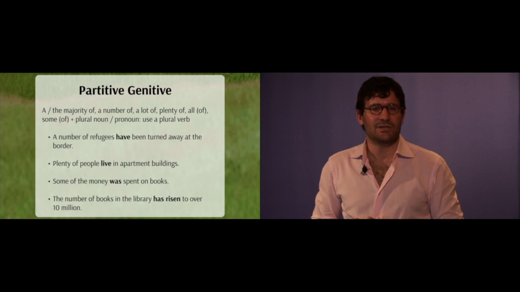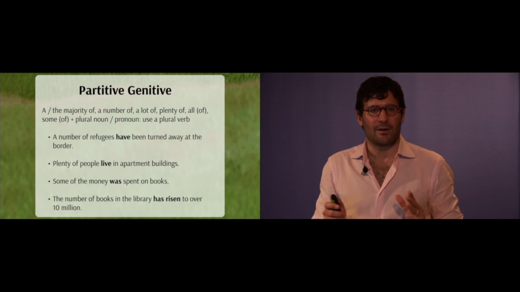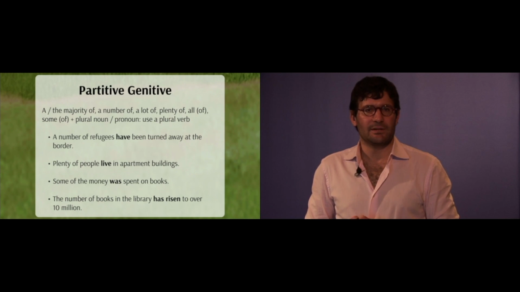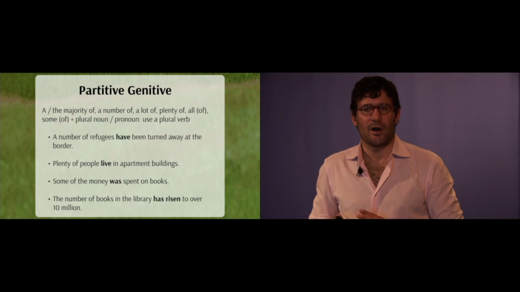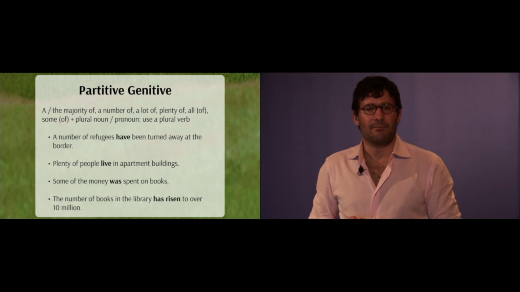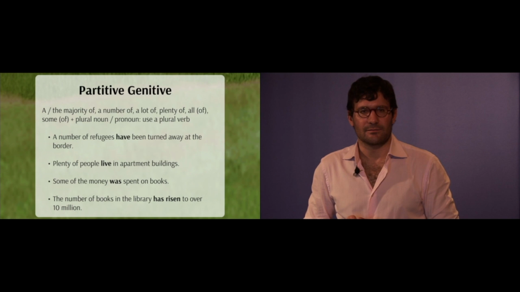Right? A number of refugees means some refugees. So essentially we have the refugees as the whole, plural, and a part of that whole, a number of, we use a plural verb. Plenty of people live in apartment buildings. People live in apartment buildings. Plenty of, right? Many people live in apartment buildings. Some of the money was spent on books. The money was spent on books. Money, singular. Part of that whole is singular.